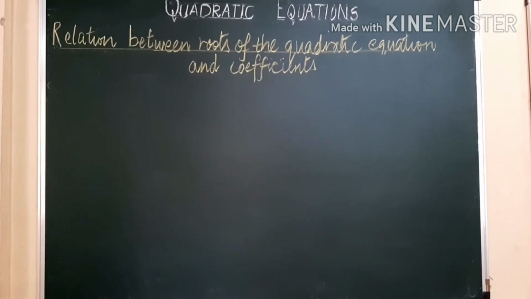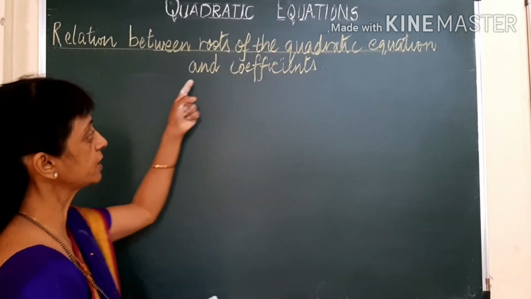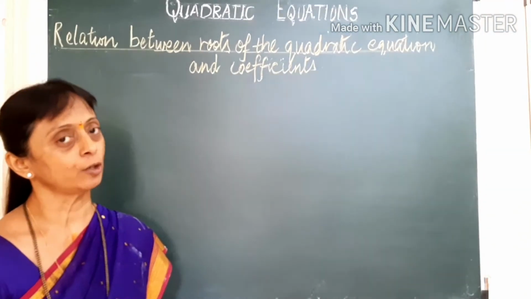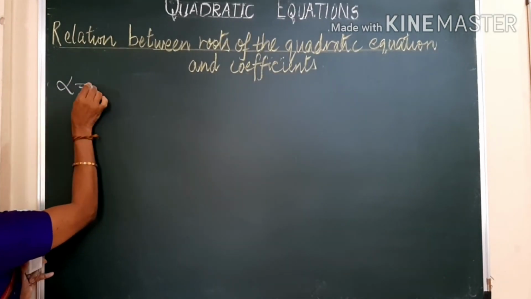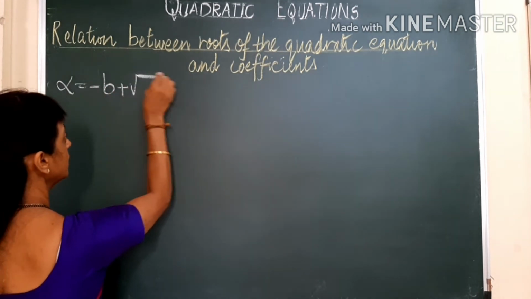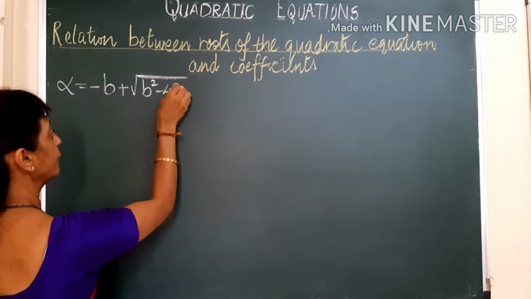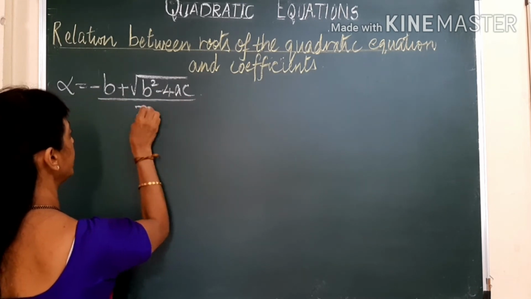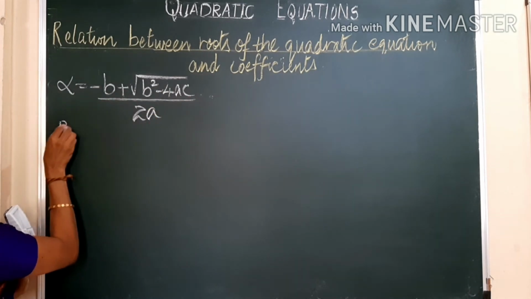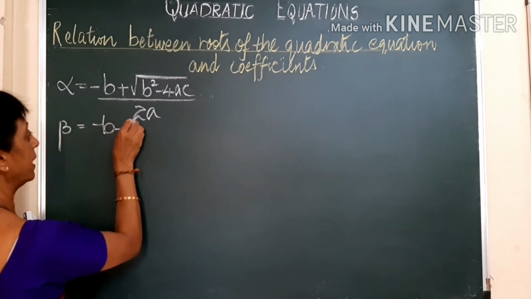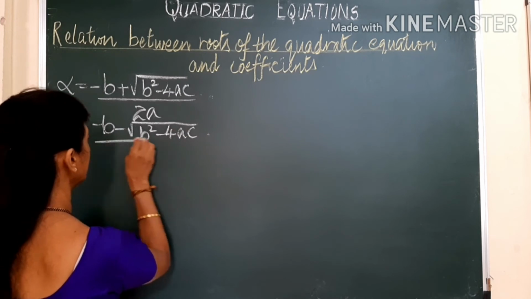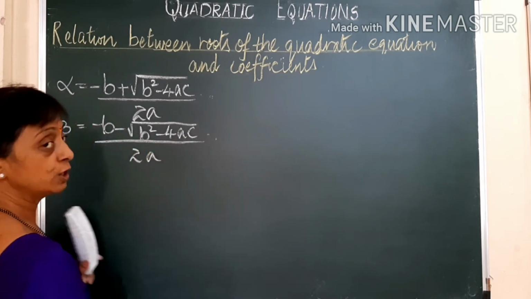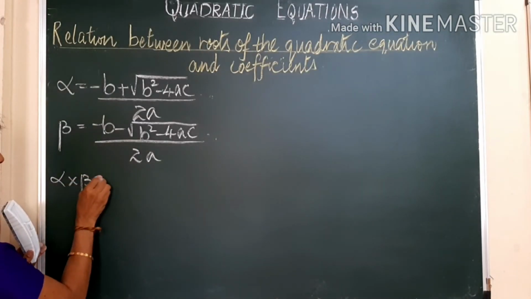Now children, we have done with the addition of the roots of the given quadratic equation. Now let's take the product. Once again, what is alpha? Alpha is equal to minus b plus root of b square minus 4ac upon 2a. What is beta? Beta is equal to minus b minus root of b square minus 4ac upon 2a. Now what do we do? We take their product, alpha into beta.